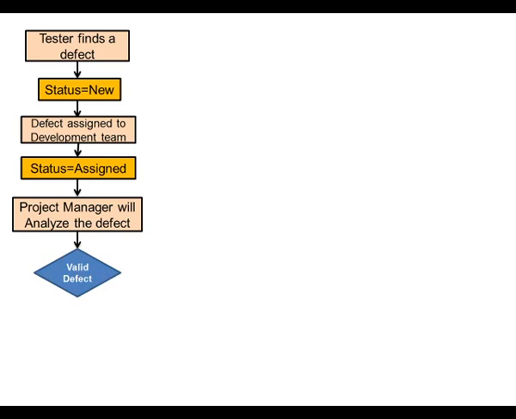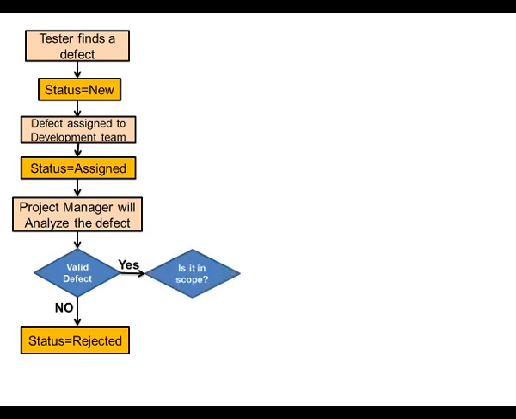Now, when the bug is in the Open state, if the developer feels that the defect is not genuine, that it is not a valid defect, then the developer changes the defect status to Rejected. If the bug is present in the software but does not have a high priority, and it is expected to be fixed in the next release, then the status of the defect is assigned to the Deferred state.